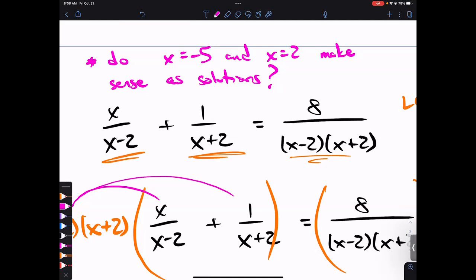If you try to plug 2 in, what happens right here? 2 over 0. The same thing doesn't happen with -5, right? -5 is fine all the way across. Now, if I plug it in, it's going to be -5 over -7. I'm not saying check all the arithmetic, because assuming we did everything else right, the arithmetic is going to work out fine.